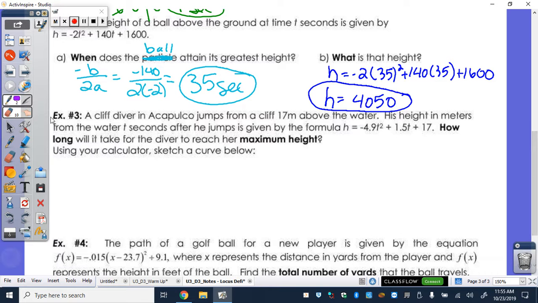So in our third one, a cliff diver in Acapulco jumps from a cliff 17 meters above the water. His height in meters from the water, t seconds after he jumps, is given by the formula there. How long will it take for the diver to reach his maximum height? I know, it's a typo. So we're just looking for when they get to the maximum height. So negative b over 2a.